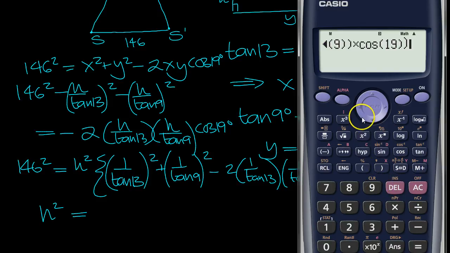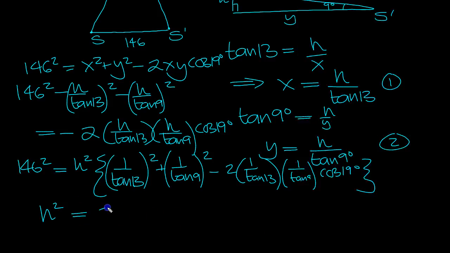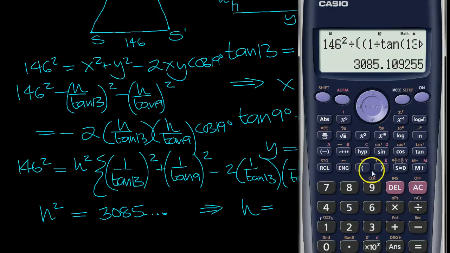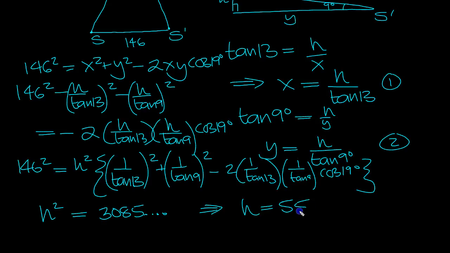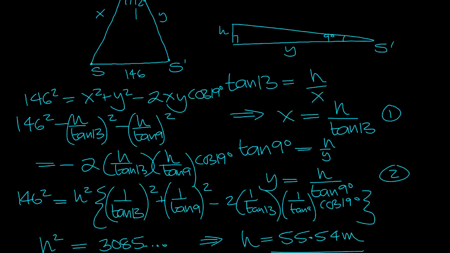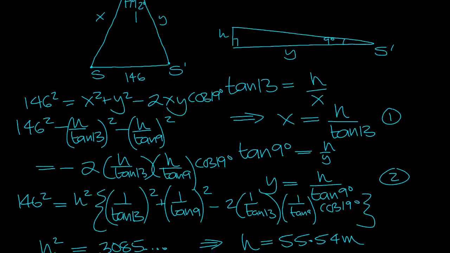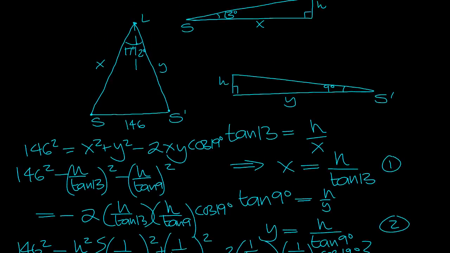Now I think I did the divide by, so this is just h squared, 3085 point dot dot dot. So that tells us what h is. Square root the answer, which is what we're interested in. So square root of the answer equals 55.54. 55.54 meters. There's the pictures.